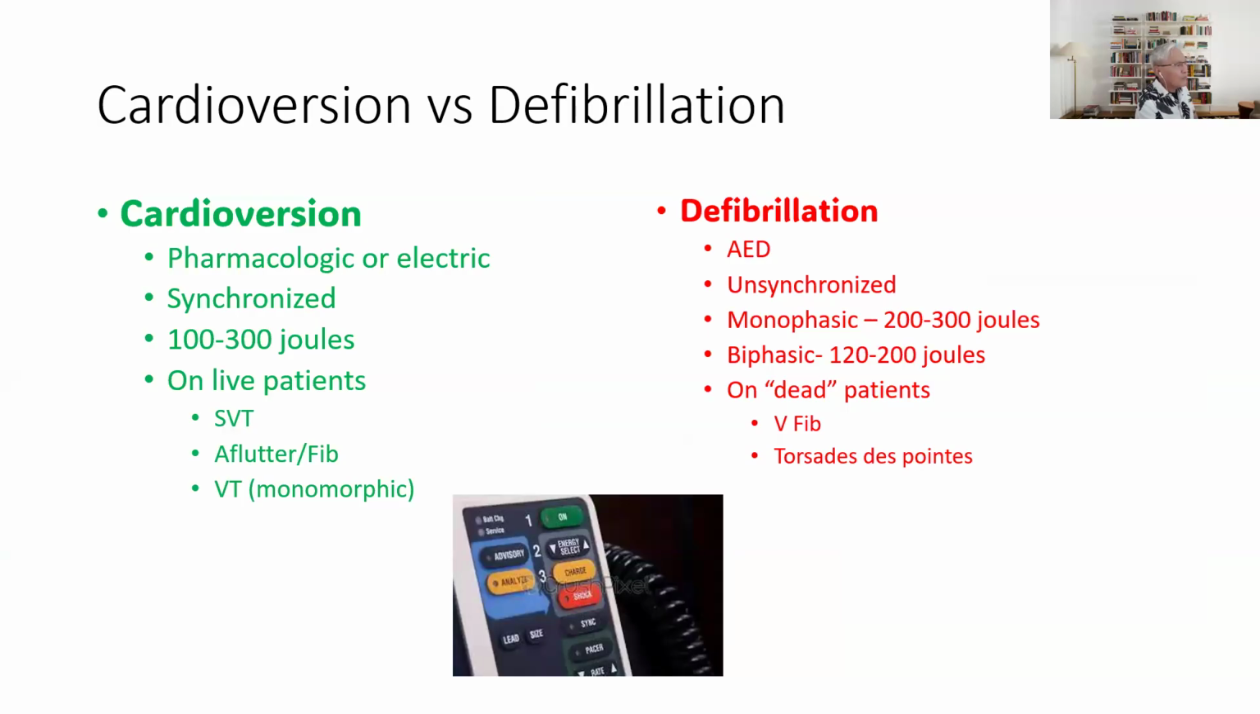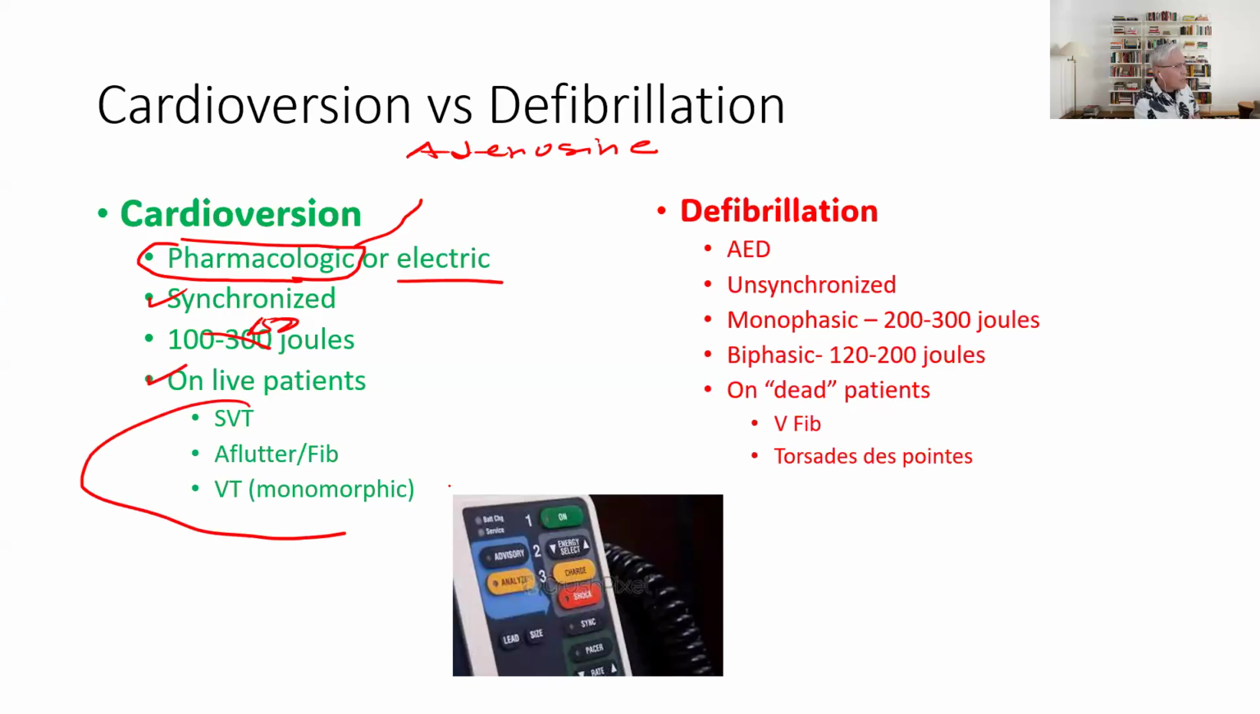Okay. So these are the differences in summary. Cardioversion is going to be either pharmacologic or electric. The reason there's a pharmacologic over here is, if you remember adenosine, adenosine is one type of cardioversion actually, okay? So what we just talked about is electrical cardioversion. It's synchronized, anywhere from 100 to 150 joules on live patients. And these usually are the rhythms that are cardioverted.